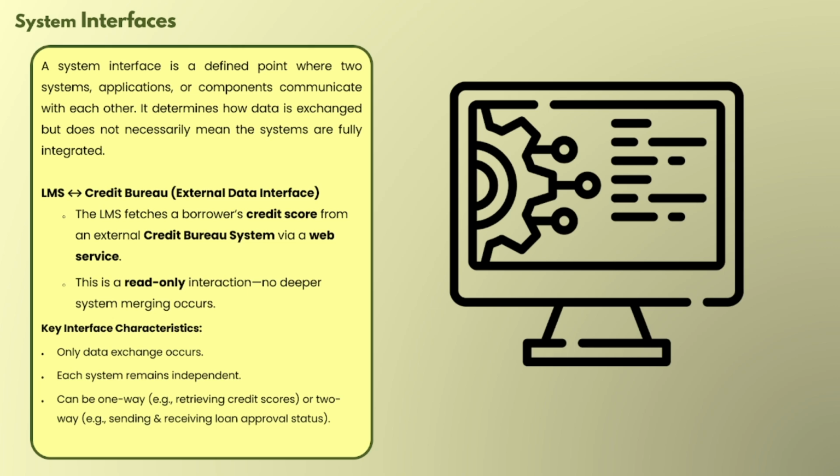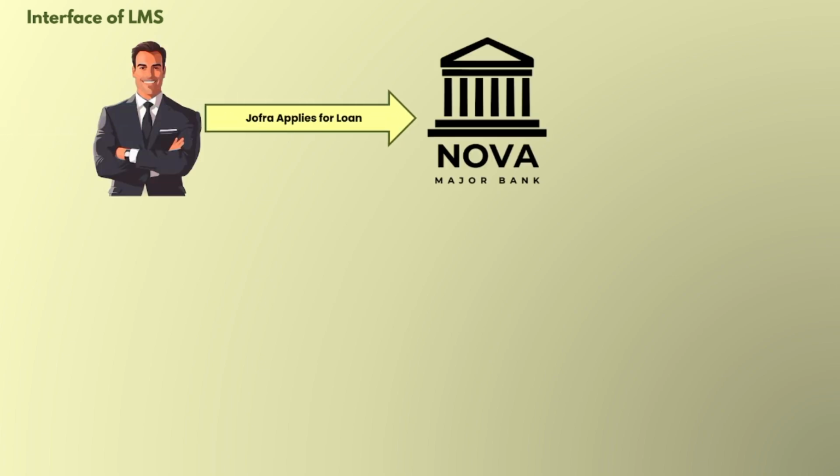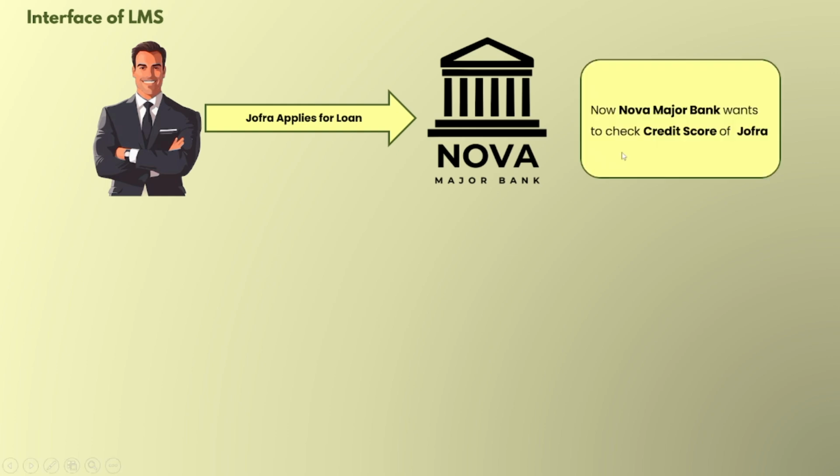Now let's see it a little bit graphically so that you get a good idea. Jofra applies for a loan from the UI of the Noah Major Bank loan management system. The customer can only see the UI, let us consider the web page of Noah Major Bank. Without knowing the credit score of Jofra, Noah Major Bank will never give the loan to Jofra. So Noah Major Bank wants to check the credit score of Jofra.